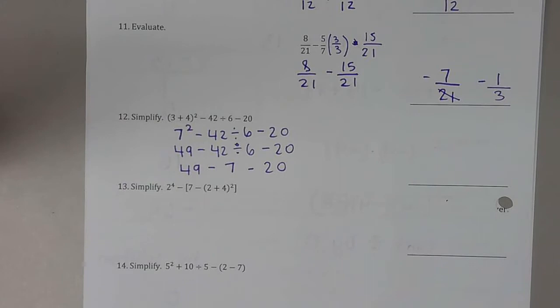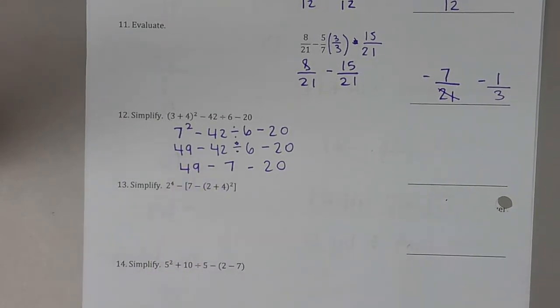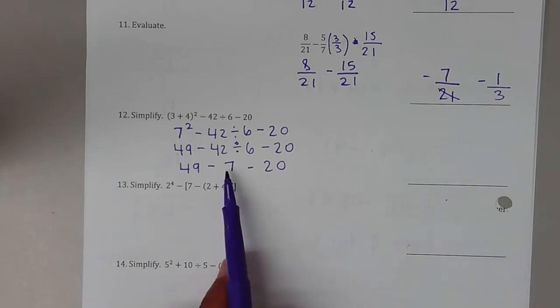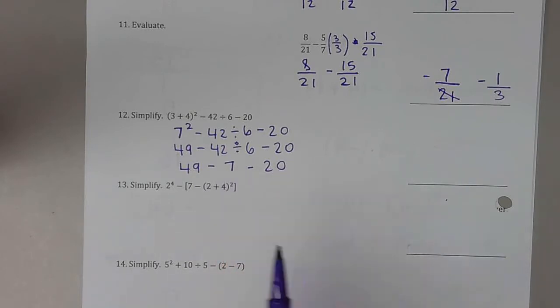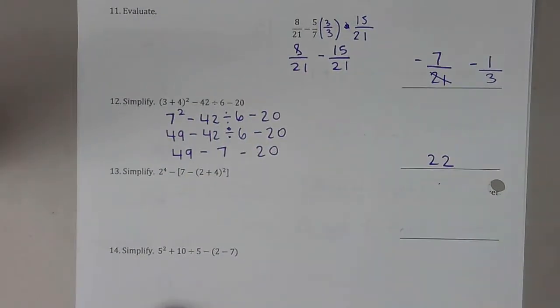And now we have just a subtraction problem. We go from left to right. 49 minus 7 gives us 42. 42 minus 20 gives us 22. Final answer.